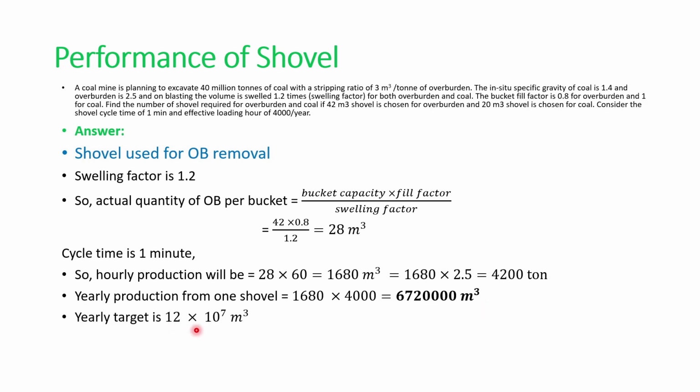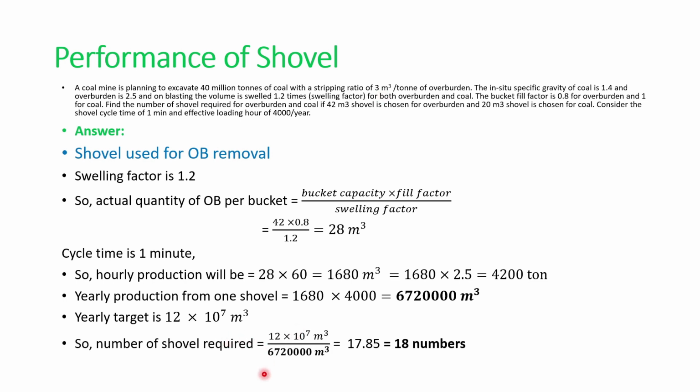However, our target is 12 into 10 to the power 7 meter cube, as we have calculated from the stripping ratio. So the number of shovels required is equal to this target value divided by the amount produced from one shovel. That will be 17.85. So let us always take the next higher value, because if you take 17 shovels, it cannot achieve that target. It needs at least 17.85, and a fractional number of shovels we cannot implement. So your answer will always be the next higher number. So 18 will be the correct answer. So 18 shovels we need to implement for achieving the yearly production target which is given in the question. Thank you. We'll see some more numericals in the next video.